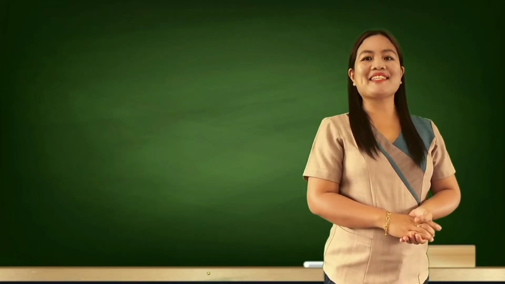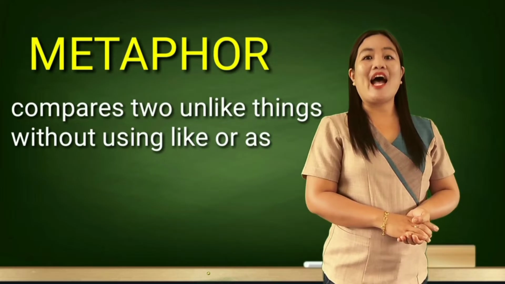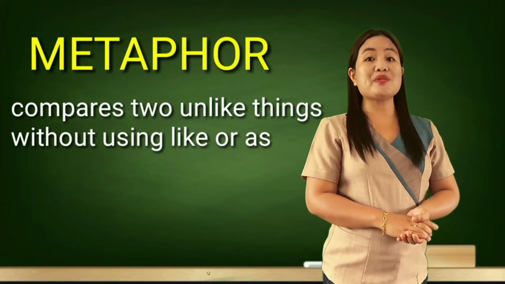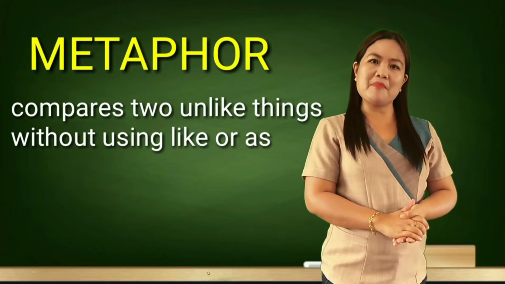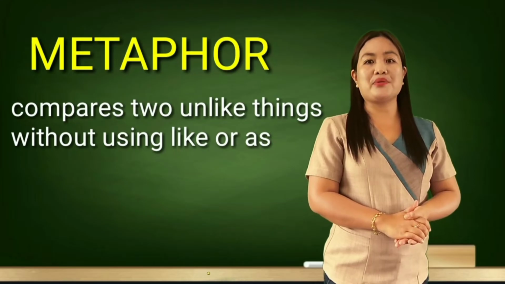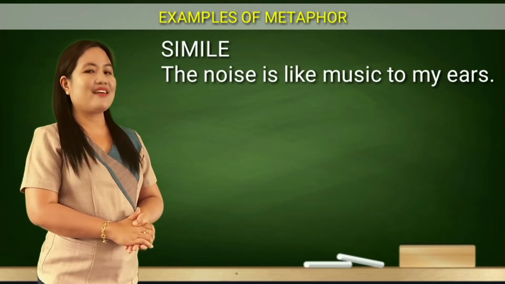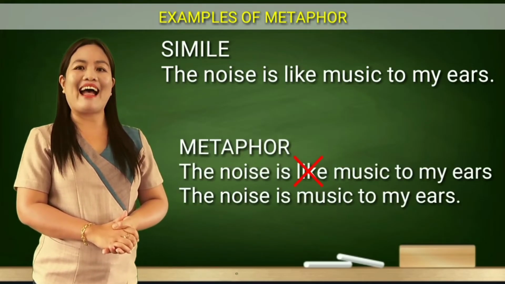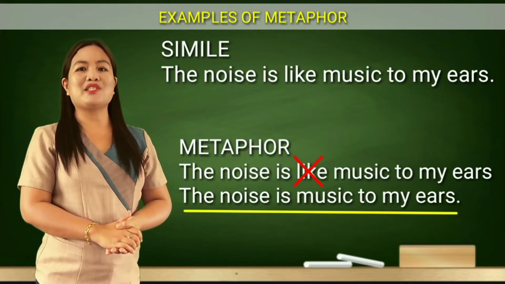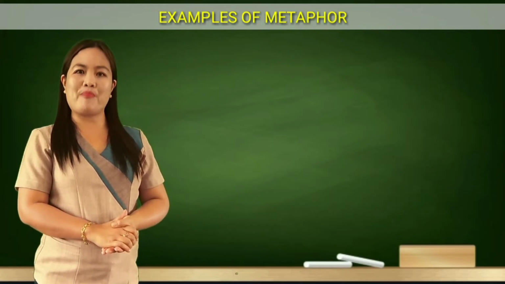Let us move on to the next type of figure of speech, metaphor. Unlike simile, a metaphor is a figure of speech that compares two unlike things without using like or as. Let's look into our previous example of simile and let's try to convert it into metaphor. The noise is like music to my ears. That is simile. When we convert the sentence into metaphor, we just remove like and say, the noise is music to my ears. Let's look into some more examples of metaphor.